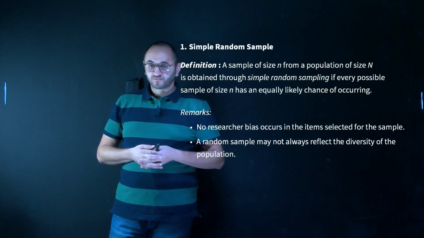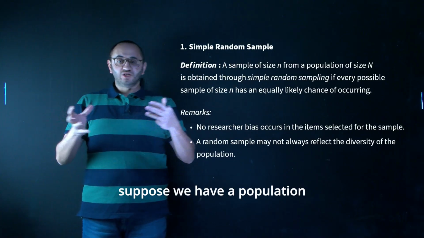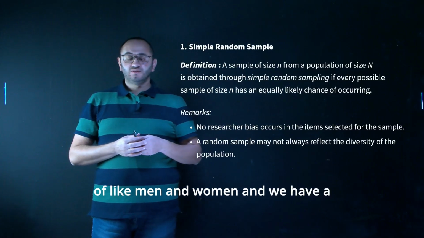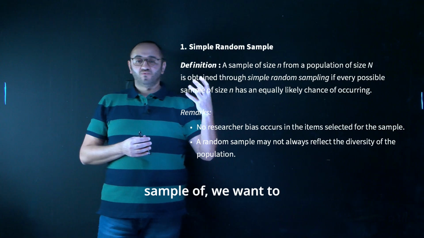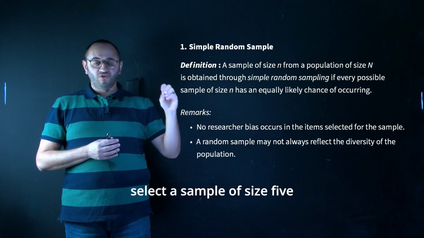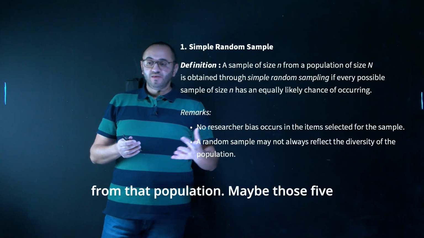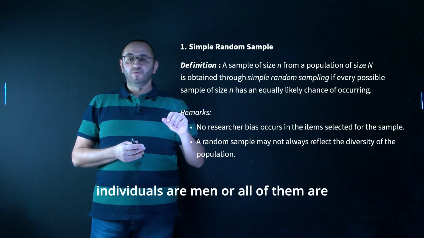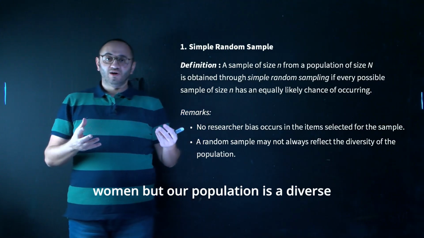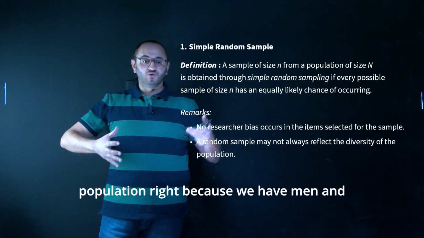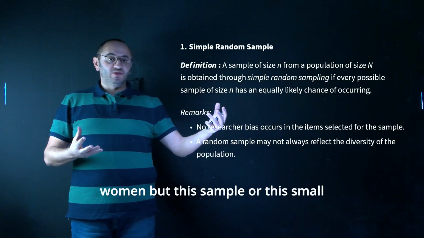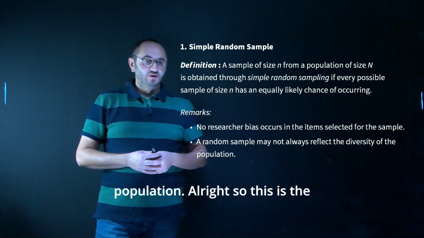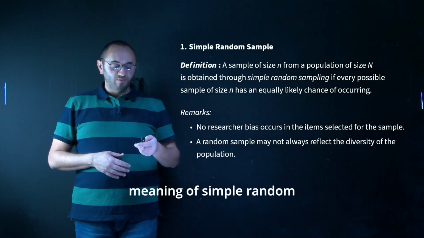For example, suppose we have a population of men and women, and we want to select a sample of size 5 from that population. Maybe all 5 individuals are men, or all of them are women. But our population is diverse, because we have men and women, and this small sample doesn't represent the entire population. All right, so this is the meaning of simple random sample.